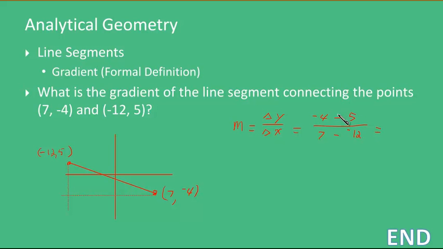Be careful. So minus 4 minus 5, that gives us minus 9. And 7 minus a negative 12, that's 19. So the gradient then is minus 9 over 19. You could write this in decimal form if you want. That would give us approximately minus 0.47.